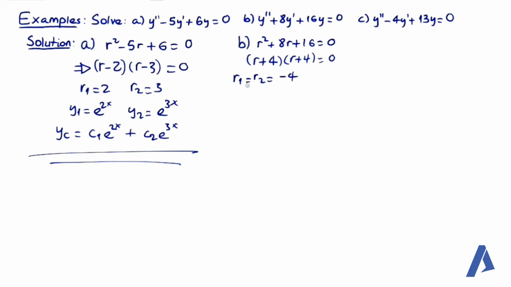The second case ቅድም እንዳየነው our solution becomes የመጀመሪያው ሶሉሽናችን it's e the power of minus 4x ሁለተኛው ሶሉሽናችን ደግሞ y2 is equal to x times e the power of minus 4x. So taking the linear combination of the two we can find the complementary solution which is c1 e the power of minus 4x plus c2 times x e the power of minus 4x.